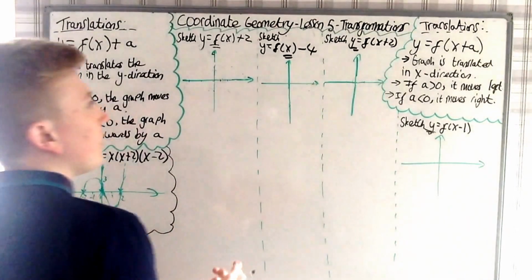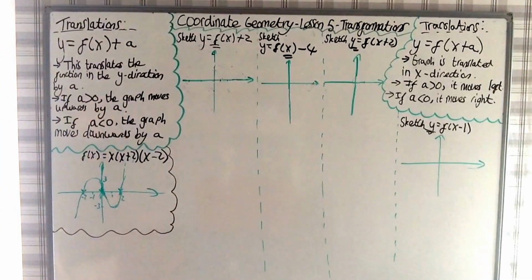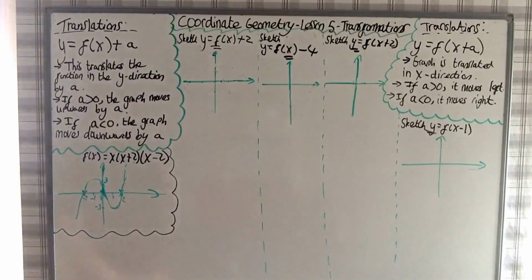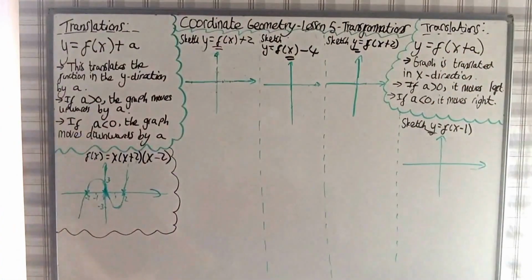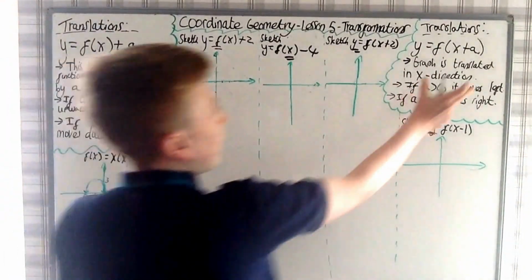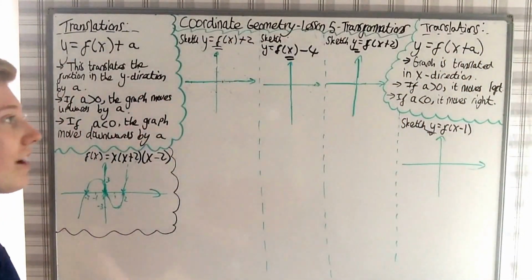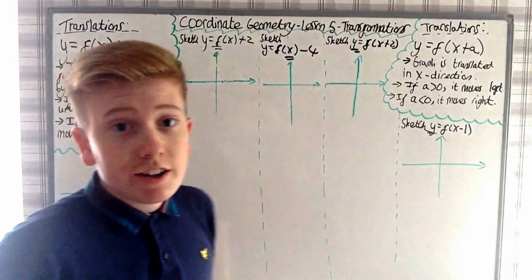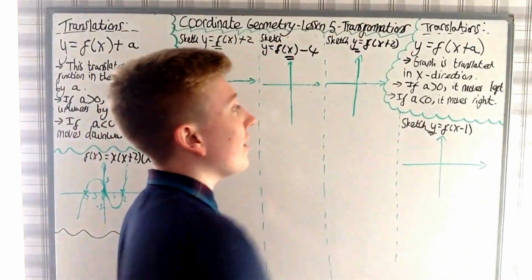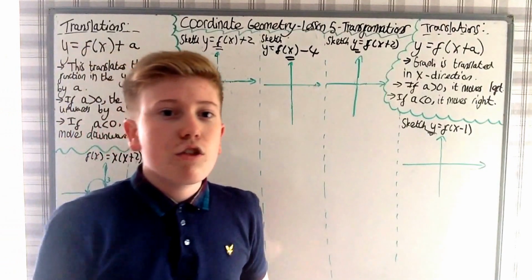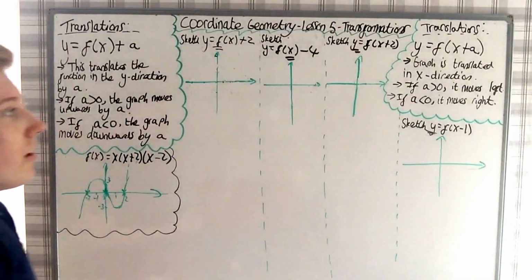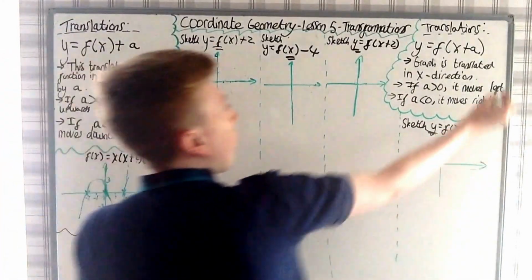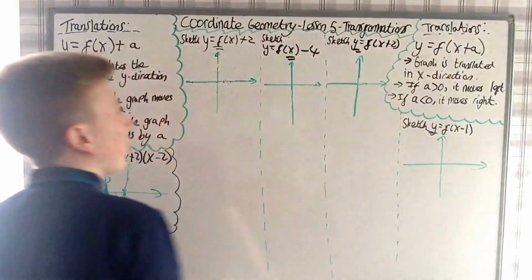The second type of translation is y equals f of x plus a, with the a inside the brackets. The graph is translated in the x direction. So, if the a is inside brackets with the x, then the graph will move either left or right in the x direction. This is the weird part. If a is greater than 0, you would think it would move right. However, in this case, it actually moves left. And if a is smaller than 0, it moves right. So this is sort of the reverse of what you would think. So it's important you remember if a is positive, it moves left, and if it's negative, it moves right, when the value of a is inside the brackets like this.